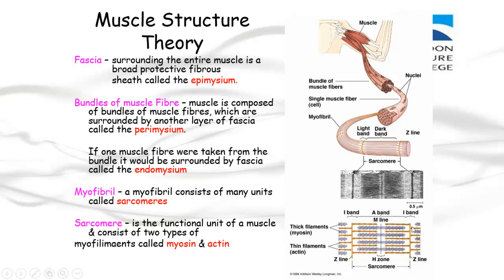Okay, so just as a review, the covering or the fascia that surrounds the whole muscle is called the epimysium. The bundles of muscle fiber are covered by the perimysium, and the fascia that covers the individual muscle fiber is called the endomysium. When you pull one of the filaments out, you've got a myofibril, which is broken up into sections called sarcomeres. These sarcomeres contain two small protein filaments called myosin, which is the thicker one of the two, and actin.